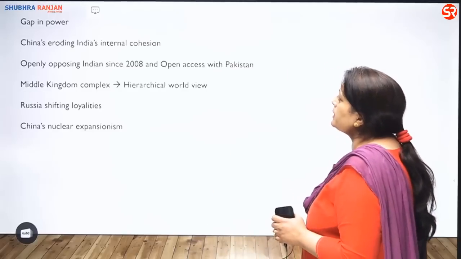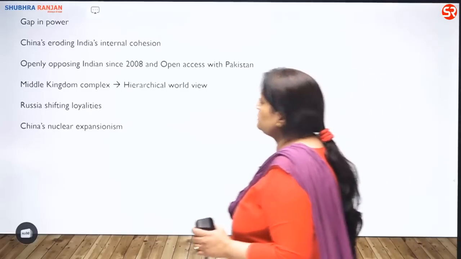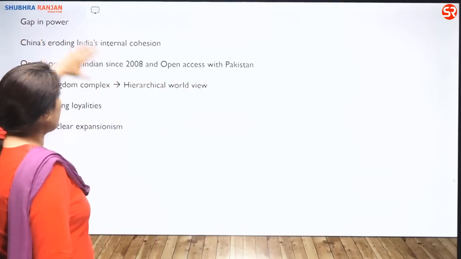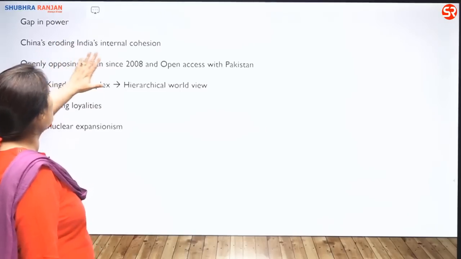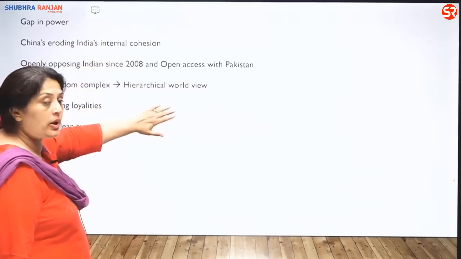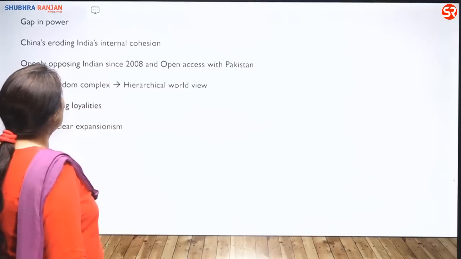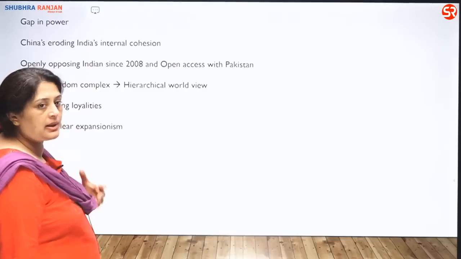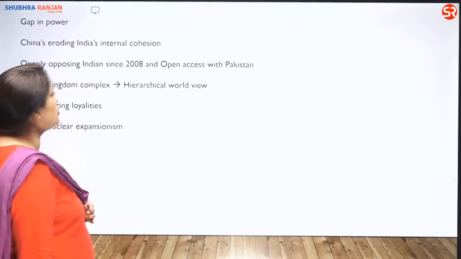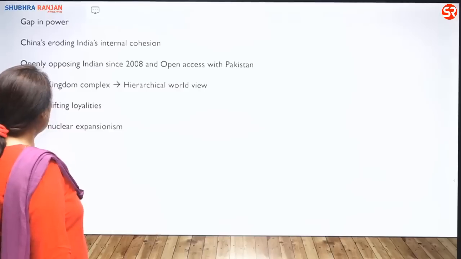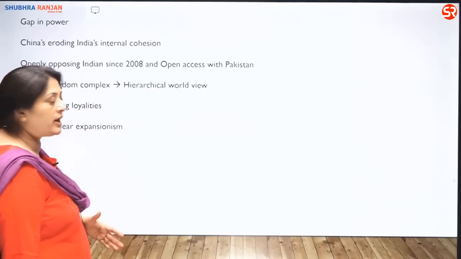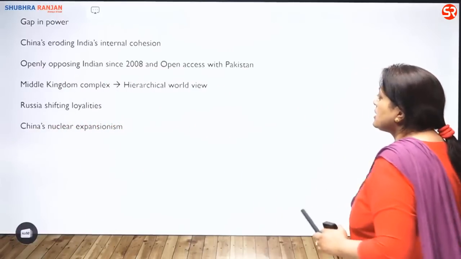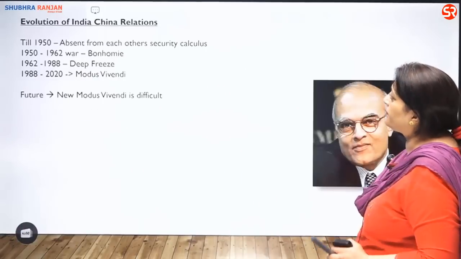The gap in power. These are also challenges: the gap in India-China power. China is eroding India's internal cohesion, for example in Kashmir. Openly opposing India since 2008. Open alliance with Pakistan, the Middle Kingdom complex and hierarchical worldview, Russia shifting loyalties towards China and Pakistan, and China's nuclear expansionism. These are some causes of concern.